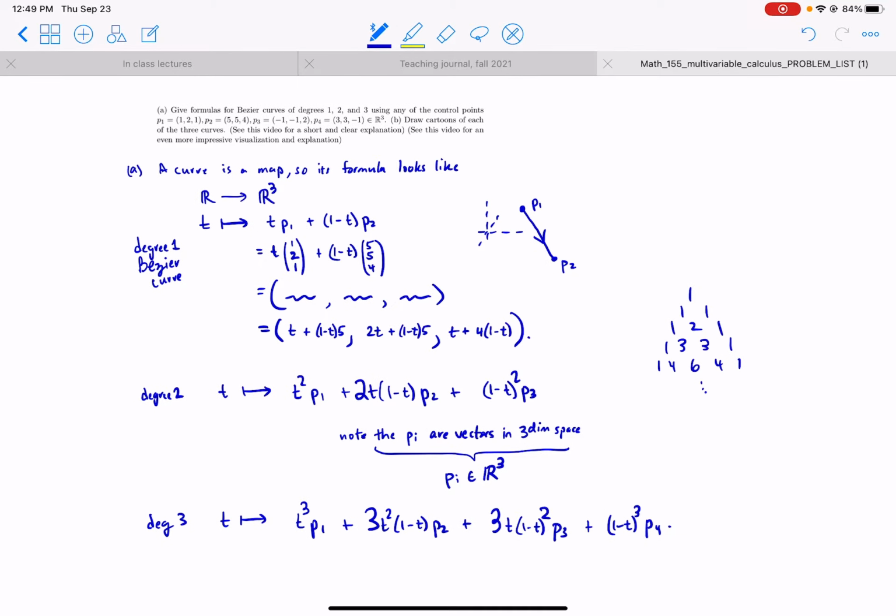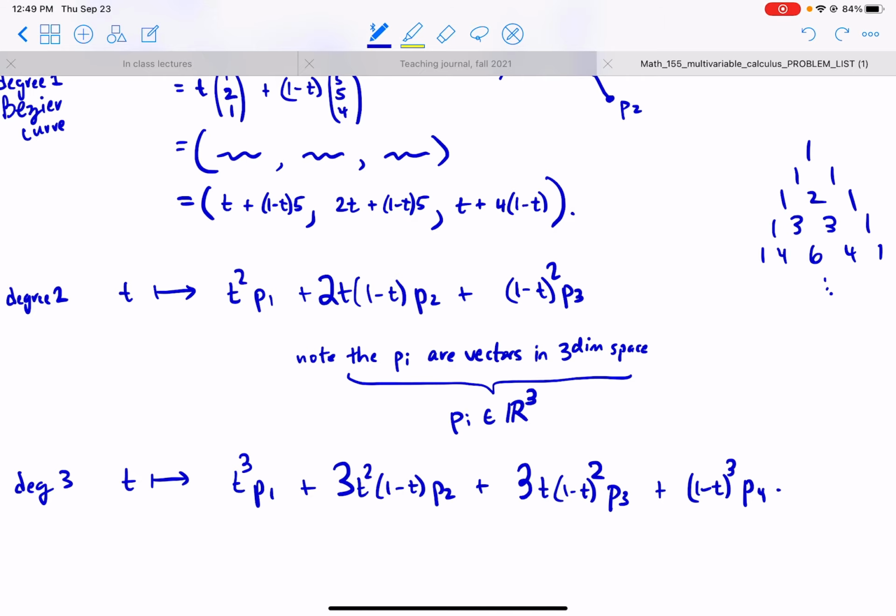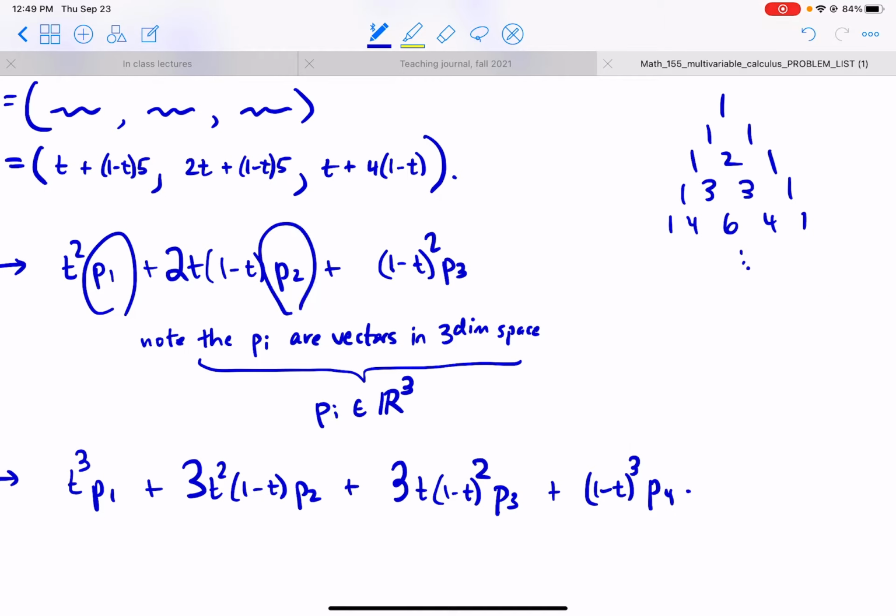So now I just need cartoons. Part B is draw cartoons of each of these three curves. So why don't I draw a cartoon of the degree 2 curve? It involves P1, P2, P3. So I'll draw these 3 points somewhere, and the curve goes something like this. P1, P2, P3. And you see that the curve stays inside the convex hull of these 3 points. The curve goes somewhere in there.